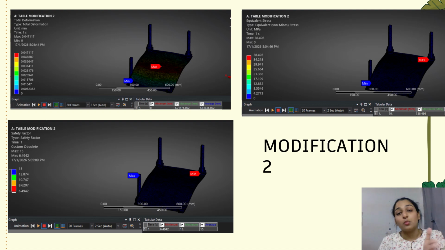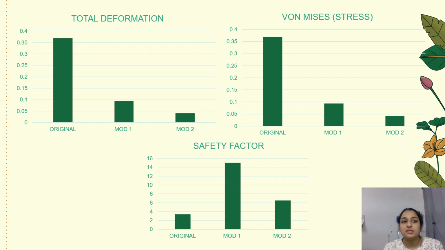So this table is modified, and this one is the reduced thickness from 10 mm to 8 mm. As you can see, these are the graphs. For the total deformation, the original is higher, the modification is in the middle, and modification 2 is very low. For the stress, as we can see, the original is the highest one, so modification 1 and 2 are improved. For the safety factor, modification 1 is the highest because it's 15, modification 2 is in the middle, which is 6 point something, and the original is 3 point something, so it's the lowest.